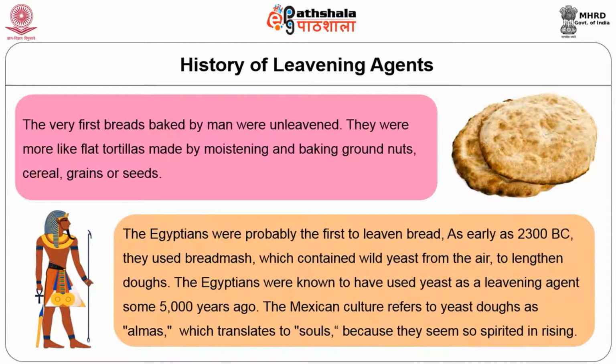As early as 2300 BC, they used bread mash, which contained wild yeast from the air, to lengthen doughs. The Egyptians were known to have used yeast as a leavening agent some 5000 years ago. The Mexican culture refers to yeast doughs as almas, which translates to souls, because they seem so spirited in rising.